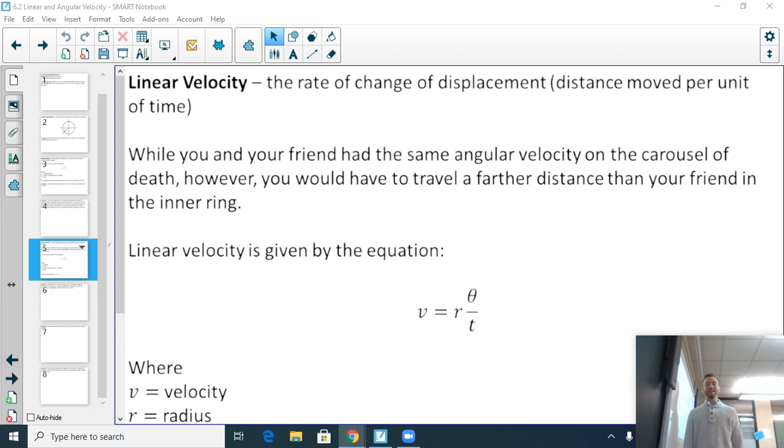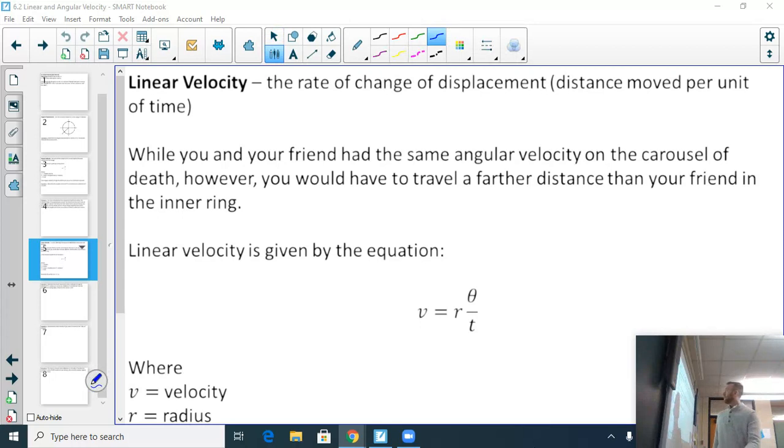Hey guys, welcome back to the second part of 6.1. We're just going to be covering linear velocity today. So linear velocity is the rate of change of displacement, so distance moved per unit of time.